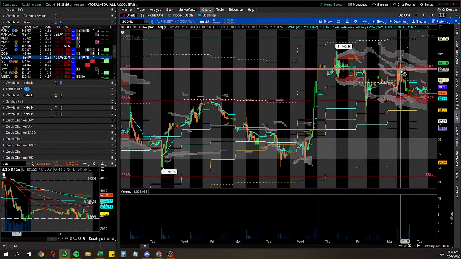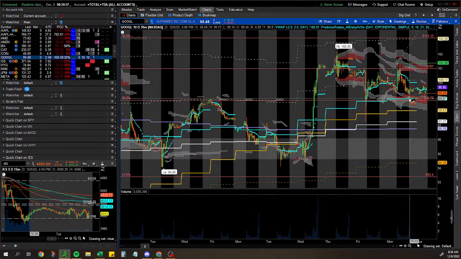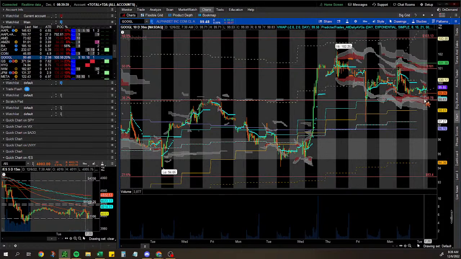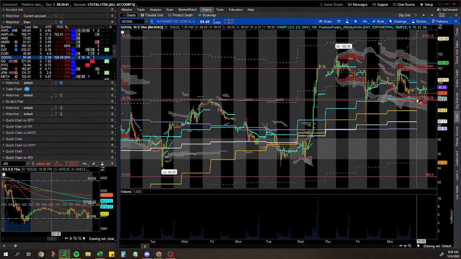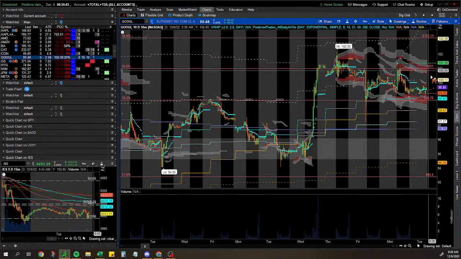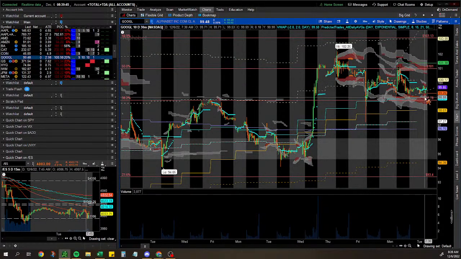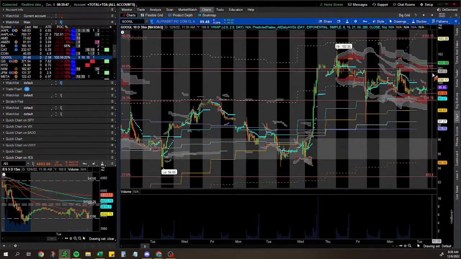We got up to 101 yesterday, back to this 99, and near the daily 8 squeeze bottoms. So play the range until it breaks, long to the top, short to the bottom until we break out.